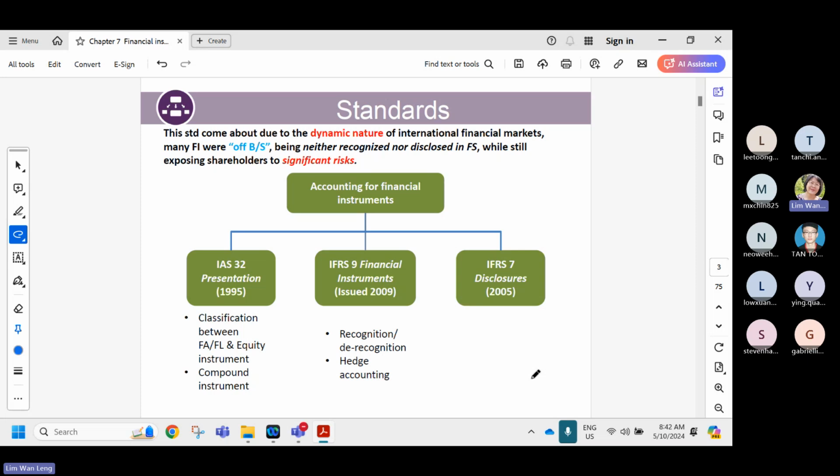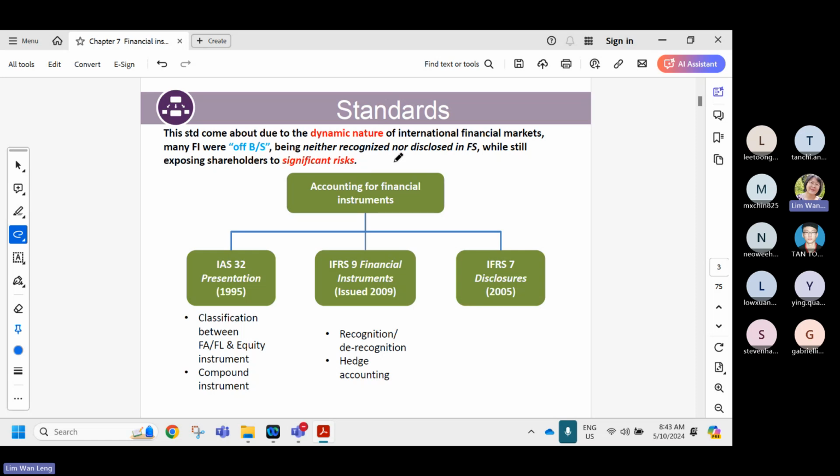So that is why with this particular standard, they tell you that you need to reflect them in the books, so that the users are aware: I have this kind of risk, I have that kind of risk, and this is something I have entered into. So this standard came about because of the dynamic nature of the international financial market, where many financial instruments were off balance sheet.